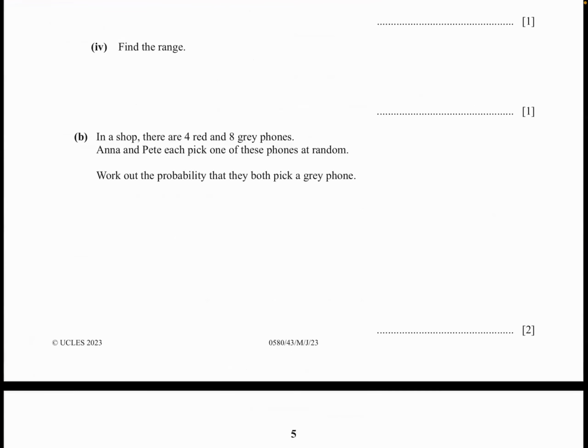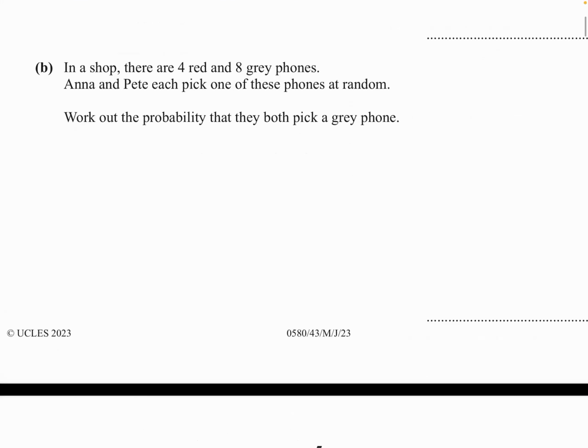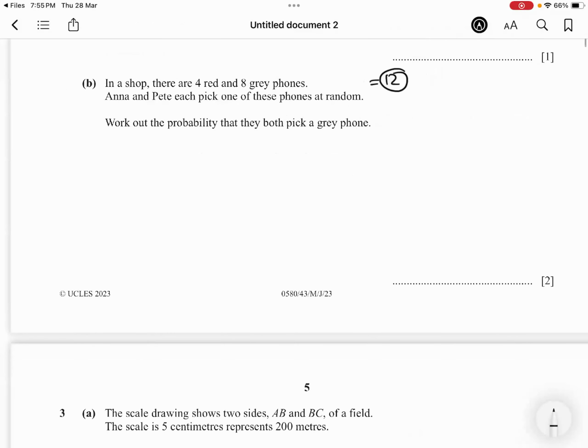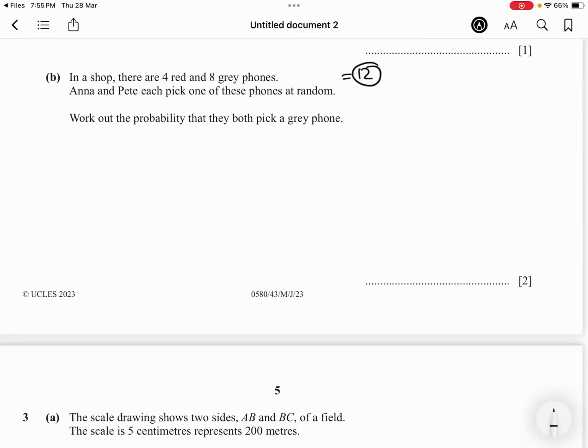Let's see. In a shop there are 4 reds and 8 gray phones. So total are 12 phones. They say that Anna and Pete each pick one of these phones at random. Work out the probability they both pick a gray phone. So beta, 8/12 and 7/11 होगा.